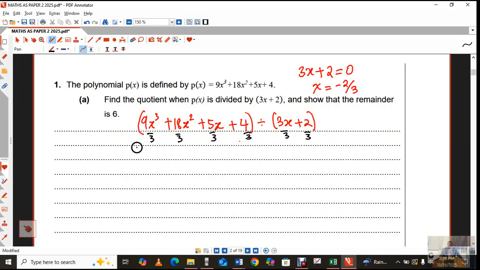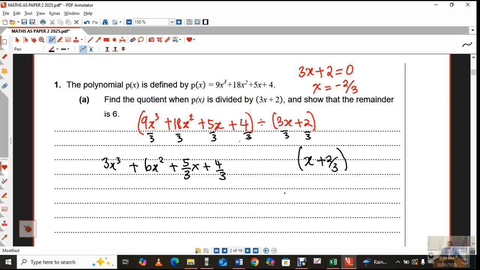So this is going to be 3x cubed. Then you have 6x squared. Then you have 5 over 3 x. And then you have 4 over 3. And when you're now dividing this, you're going to have x plus 2 over 3. Can you see that when you now make that equal to 0 in synthetic division, you are going to have this negative 2 over 3, moving that whole thing over that side.